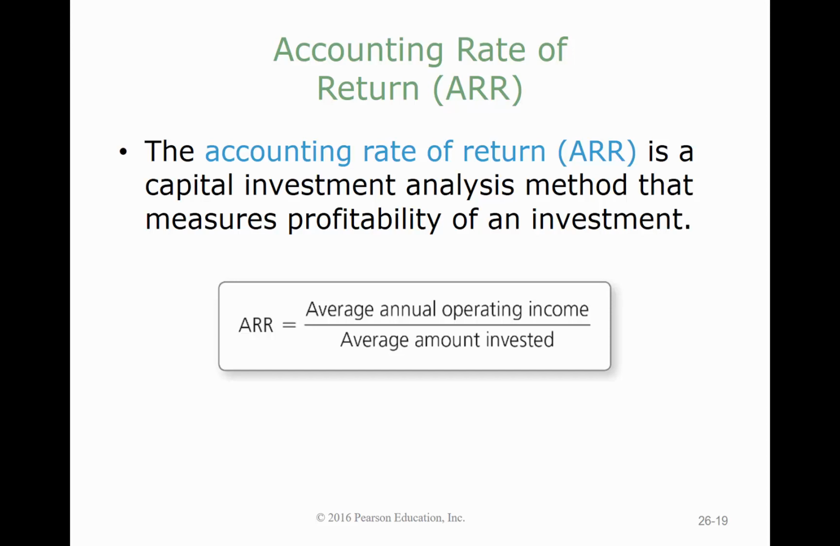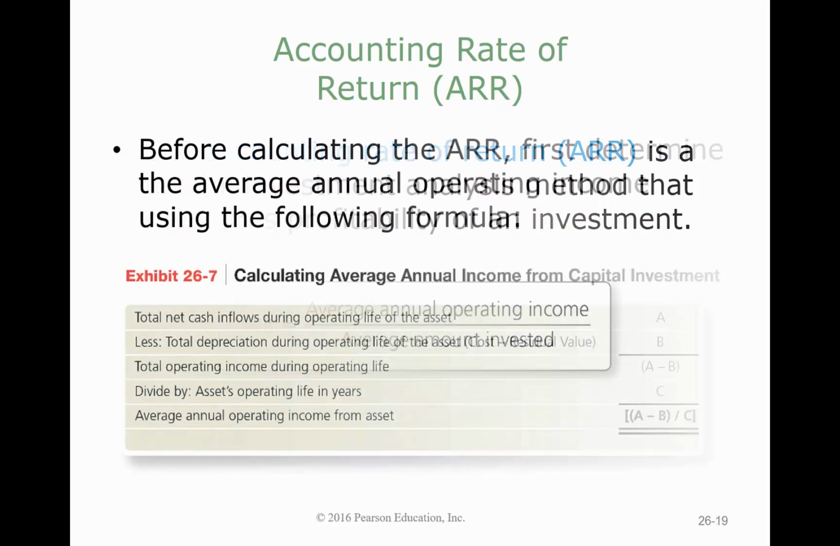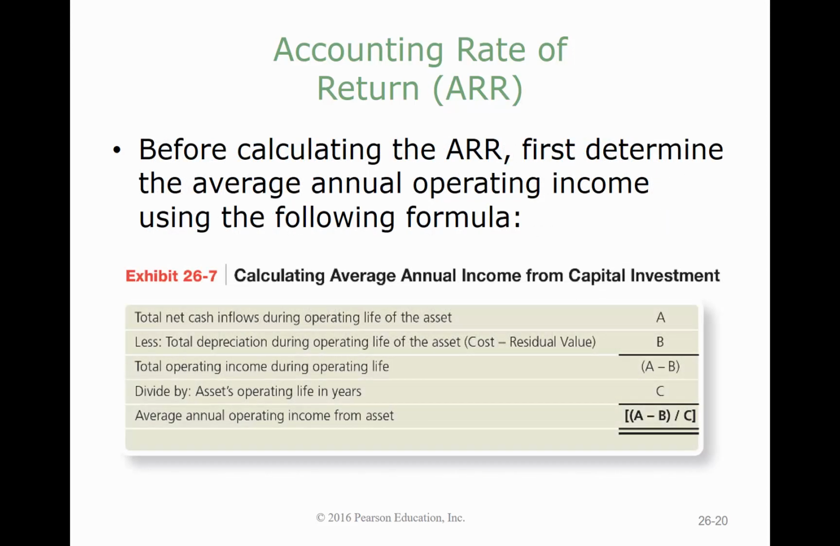The accounting rate of return takes our average annual operating income divided by average amount invested. The term average amount invested is confusing. If we just invest a single amount, which most of these are, then that's our average amount invested. If we had to invest over a period of time, we could average it. But in most of the problems you'll see, it'll just be the amount you invested. So before calculating the ARR, first determine the average annual operating income using the following formula.